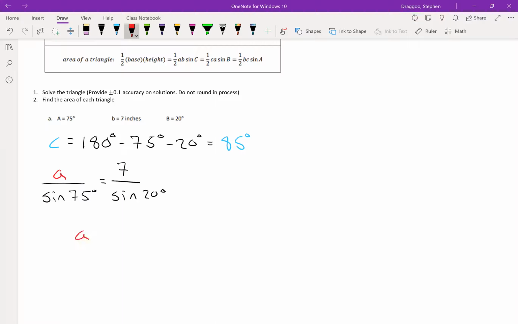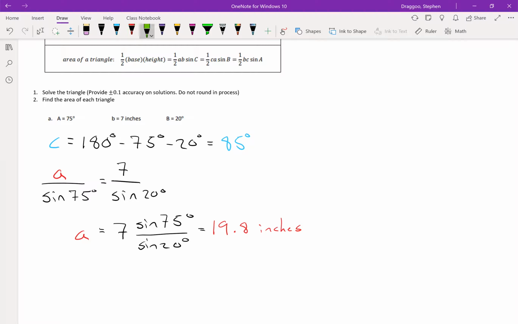Meaning that A is equal to 7 times the sine of 75 degrees divided by the sine of 20 degrees, which is equal to 19.8 inches. Since I want to use the same units that our given side is in.